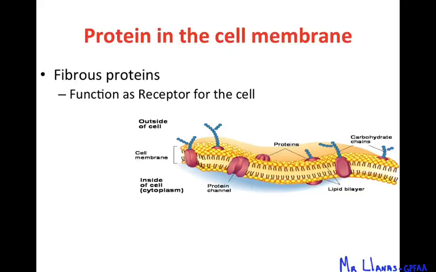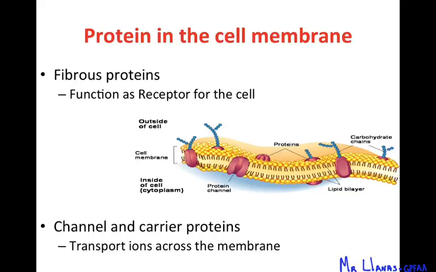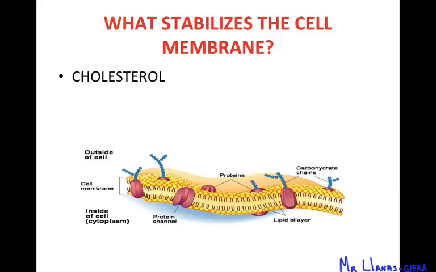The proteins in the cell membrane act as receptors. They act as channels or carriers, and they allow different things to go through the cell membrane, specifically ions or water soluble substances. Another important part of the cell membrane is cholesterol. Cholesterol stabilizes the cell membrane. It allows it to keep the shape that it has. And one very important thing is that cholesterol is only found in animal cells. You're never going to find cholesterol in plant cells.